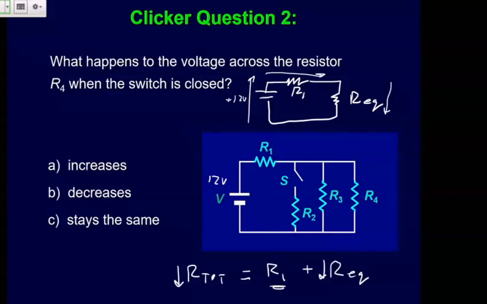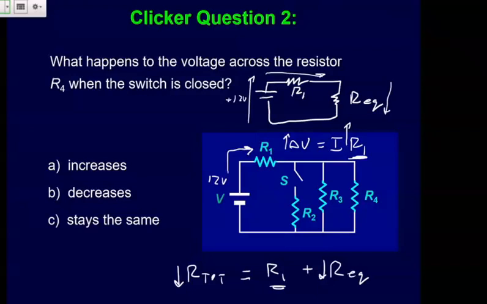And what happens is, because the current coming out of the battery is more, that means the current that comes into R1 is more. And the voltage across R1 is just that current that comes into it times R1. So that stays the same. And so if this current increases, then the voltage drop increases as well.